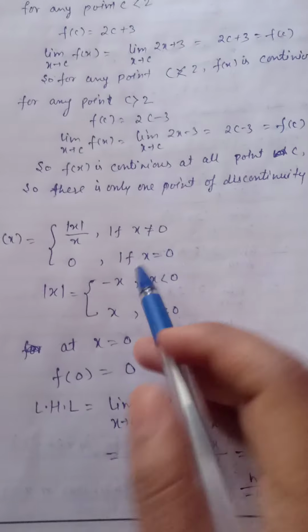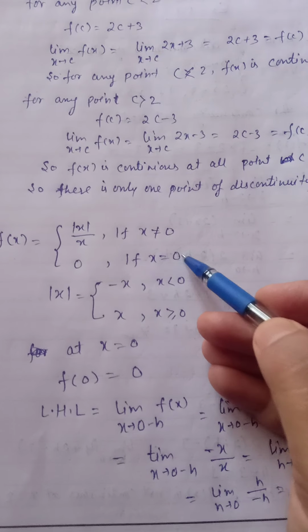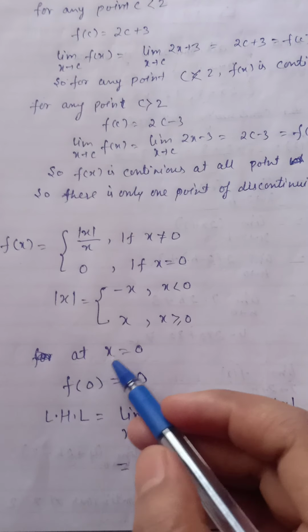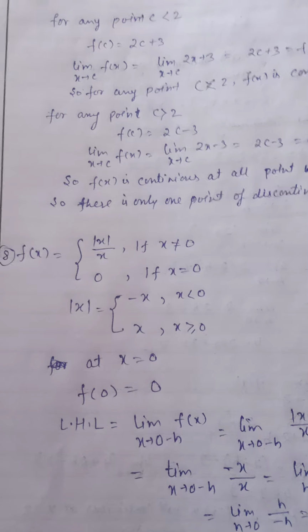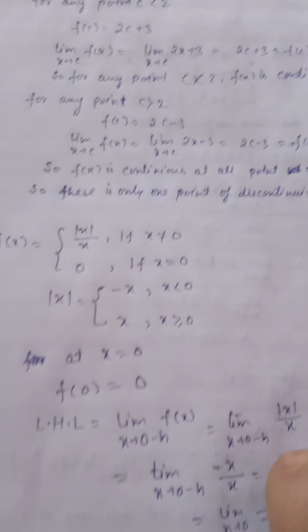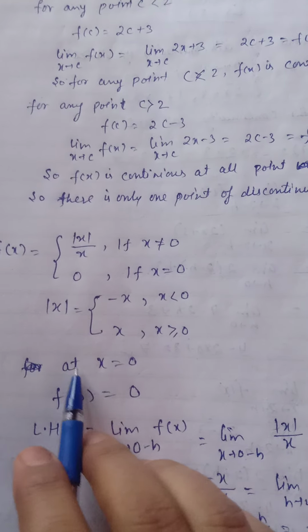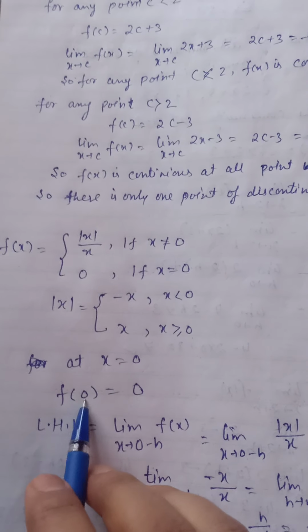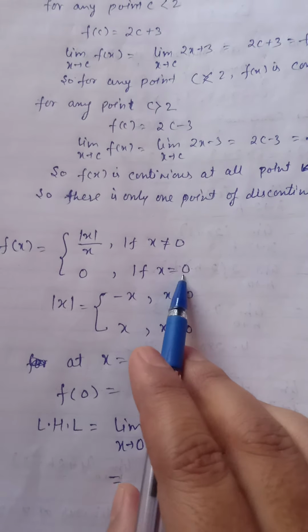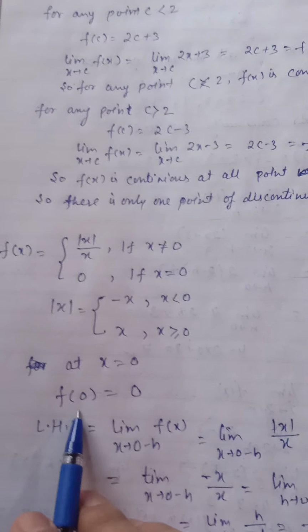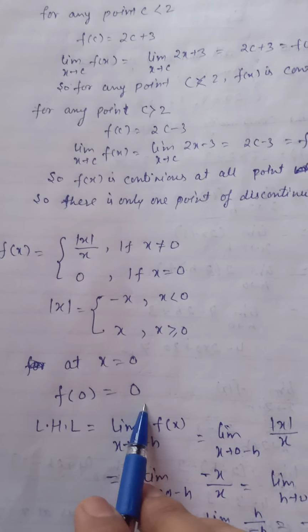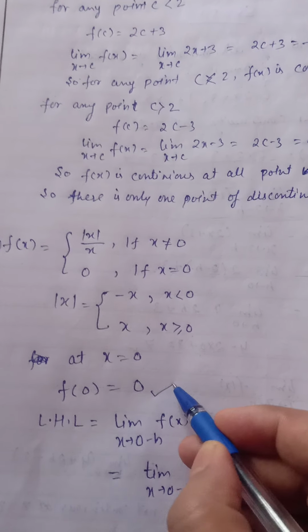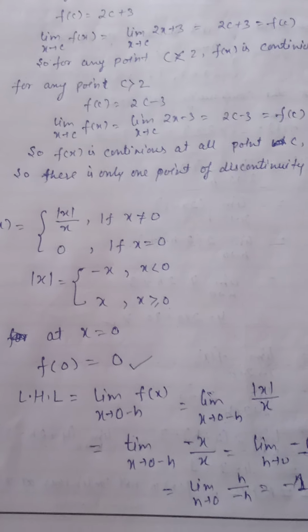Now since the point given is x equal to 0 or not equal to 0, this is the point given to us. We will check the continuity at this point, x = 0. First we will find the value of the function at this point, f(0). Since x is 0, the function is 0, so f(0) is equal to 0. That means the function is 0 at x = 0.